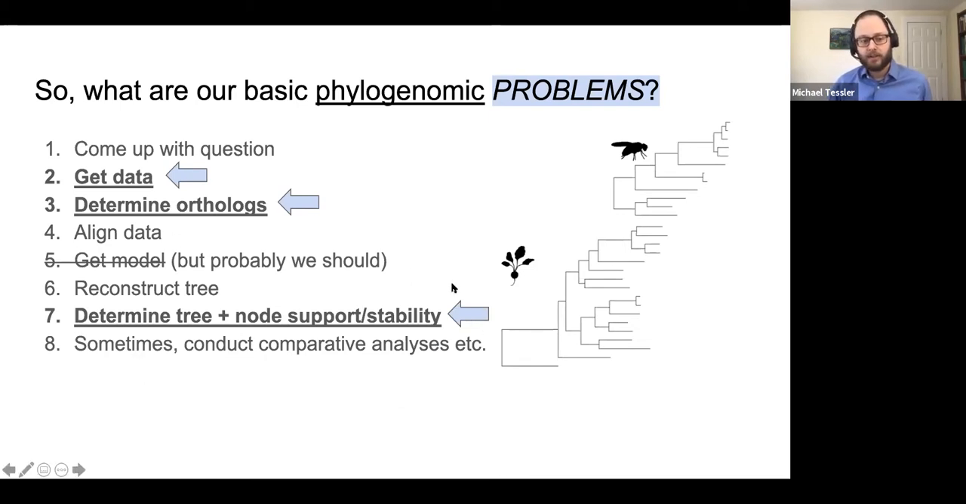And then we also, and we'll kind of keep hitting on this, but we know that tree and node support and stability are not necessarily all they're cracked up to be. Most of our analyses in phylogenomics get wildly high support levels. So, 100% bootstrap support for every node. Okay, well, is every analysis equally good? No, it certainly is not.